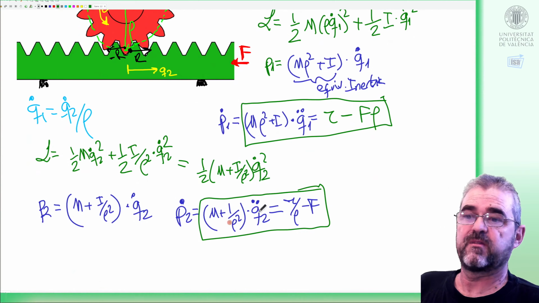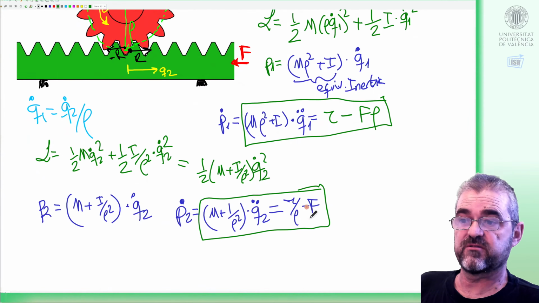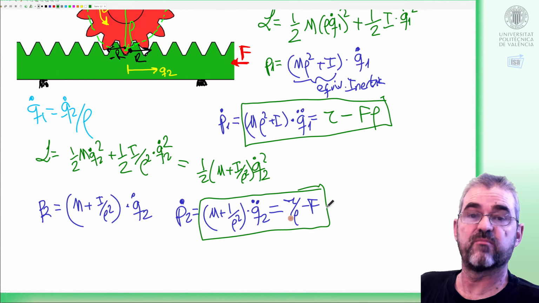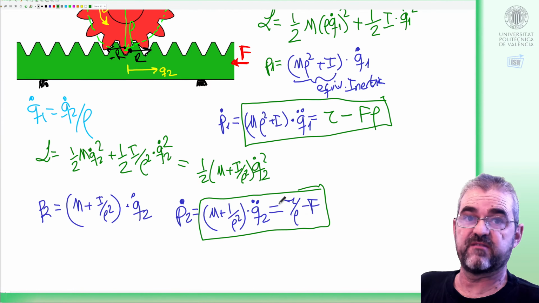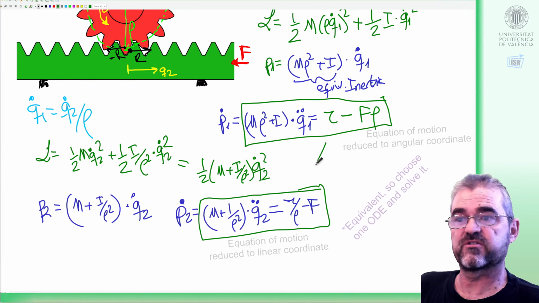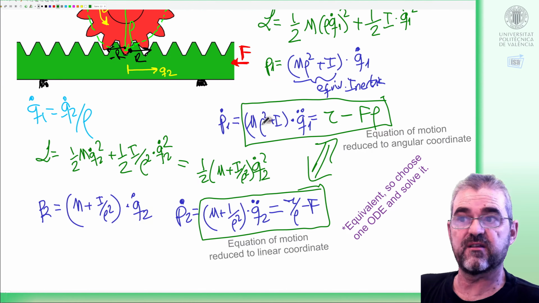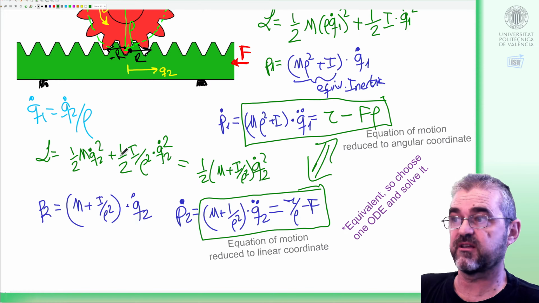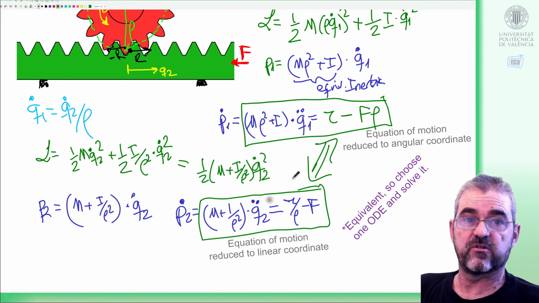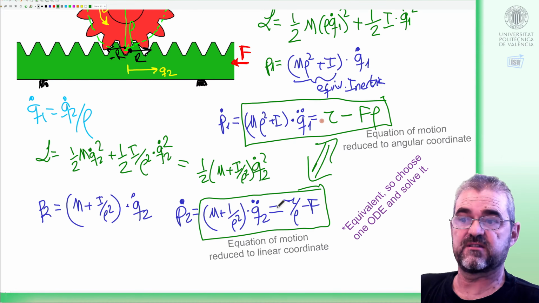And this is it. This is the Euler-Lagrange equation in terms of the linear coordinate, with equivalent mass times acceleration, some force balance, in which I divided torques by radius to have force dimensions. So these two equations are equivalent. I don't need both. I can express my movement in the angular coordinate and then multiply by the radius to get q2, or I can express my movement in the linear coordinate and then divide by radius to get q1. So I need to solve just one of these equivalent ordinary differential equations.